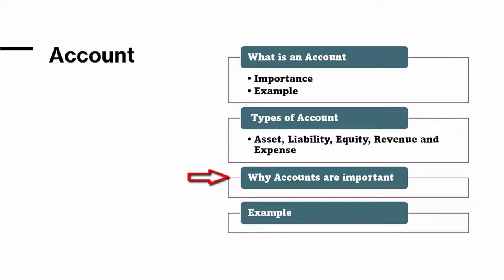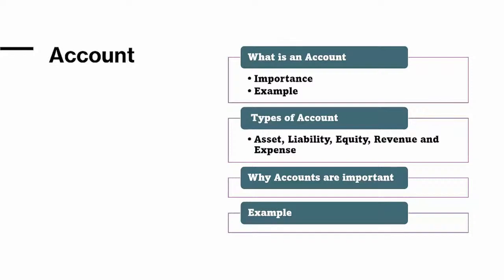Why accounts are important. Each of these accounts gives us specific information about different parts of the business. For example, asset accounts help us know what the business owns. Liability accounts show us what the business owes. Revenue accounts tell us how much money we're bringing in. Expense accounts tell us how much money we're spending. By organizing financial information into these accounts, we can easily analyze how the business is performing and make informed decisions.